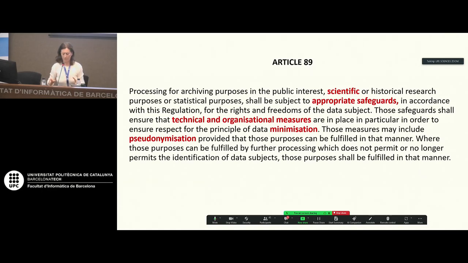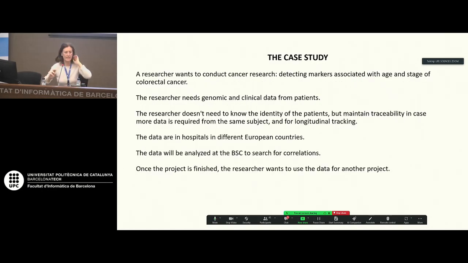to use the data. And this is the case study which Salva proposed to me some weeks ago. A researcher in this center wants to conduct cancer research and detect markers associated with age and stage of colorectal cancer. The researcher is going to use genomic data and other clinical data, doesn't need to know the identity of the patients, but needs to maintain the traceability.